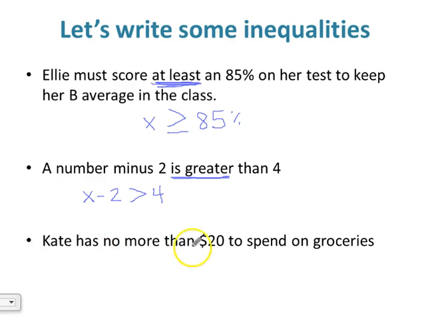Let's look at the next one. See if you can do this one on your own. Kate has no more than $20 to spend on groceries. Go ahead and see if you can write an inequality to represent that statement.